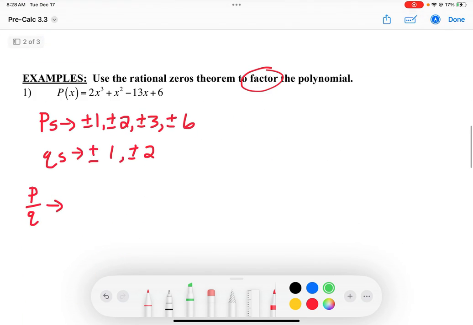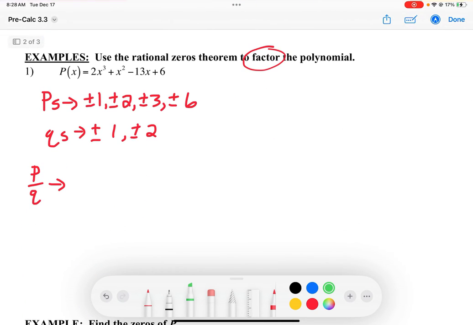So if you look at the number 1 on the next page here, and if I'm going too fast, by all means, you can pause whenever you need. If I'm going too slow, you can speed it up to 1.5 or 2 speed. Use the rational zeros theorem to factor the polynomial. So we're going to factor this. We're not finding zeros, we're factoring. So I already listed the possible zeros, the possible p's and q's.